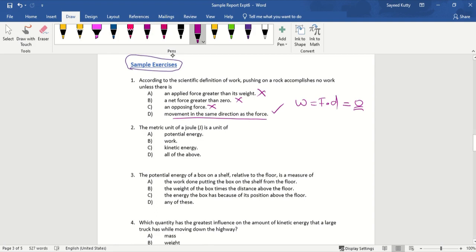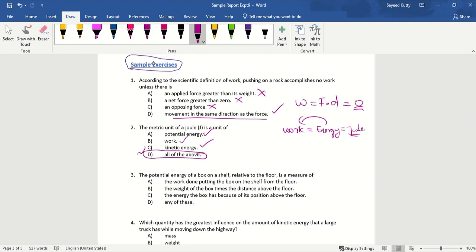The metric unit of joule is a unit of... we know that work and energy all have the same unit, which we call joule, right? Because energy is the capacity to do work, so energy and work have the same unit, and it is joule. There are many forms of energy. Potential energy, the unit is joule. Work, the unit is joule. Kinetic energy, the unit is joule. So which is the right answer? Yes, all of the above is the right answer.